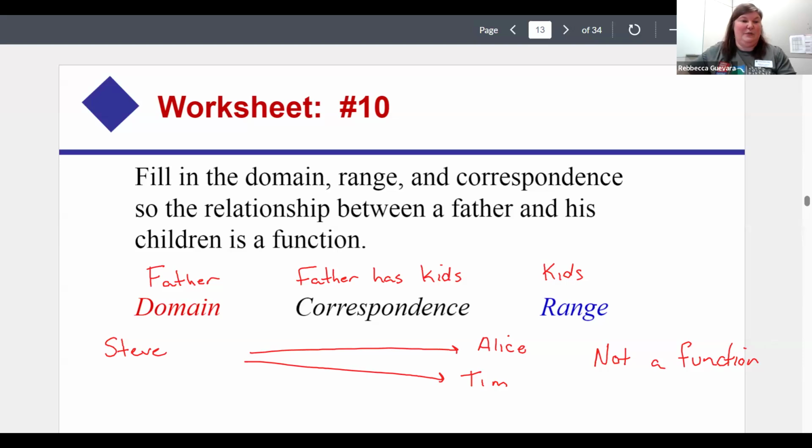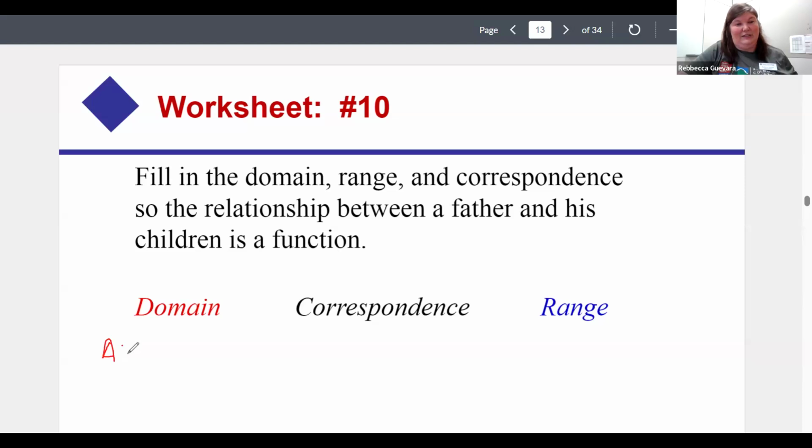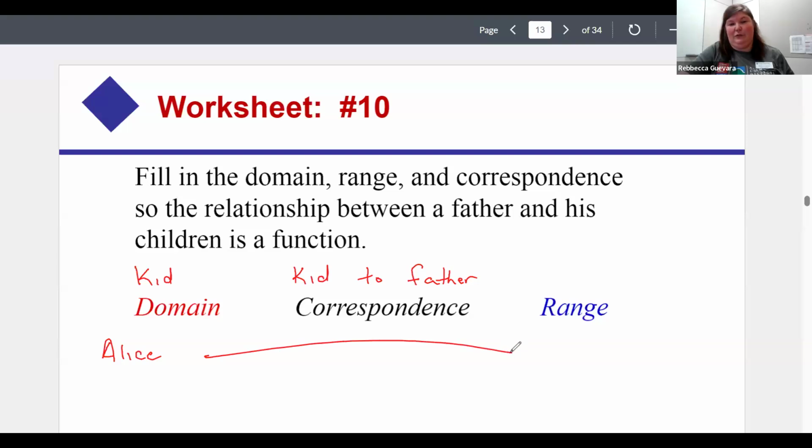So let's try to flip this around. Let's say we have Alice. So we're going to have the kid here. So we're doing a correspondence of kid to father. How many biological fathers can Alice have? Well, unfortunately, she can only have one at this point in time, and it's just Steve. Maybe in the future this will change. Let's say we have Bob. How many fathers can Bob have? Bob can only have one father.